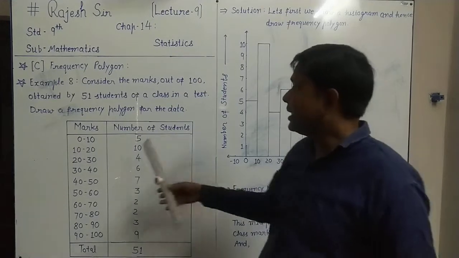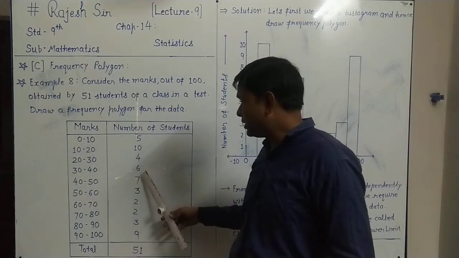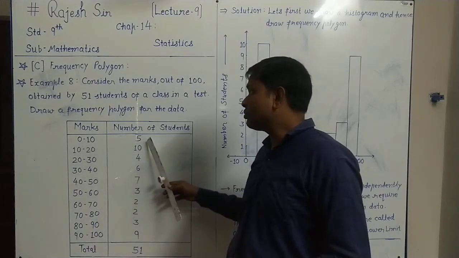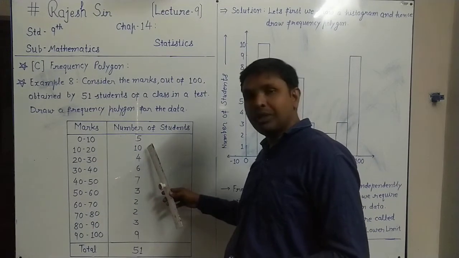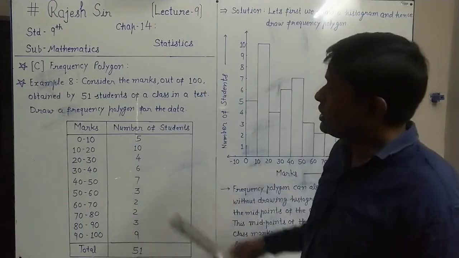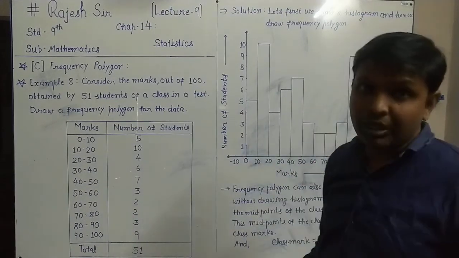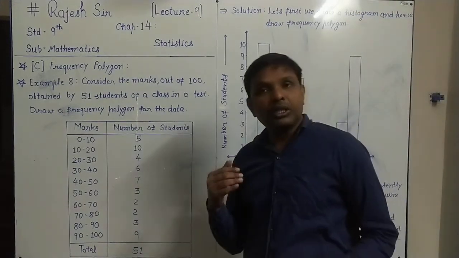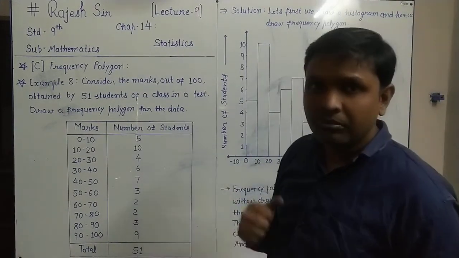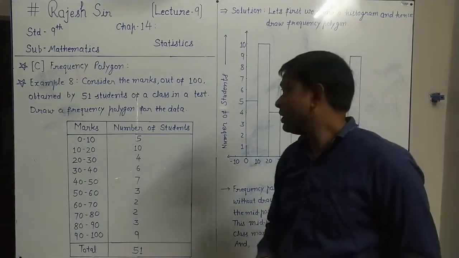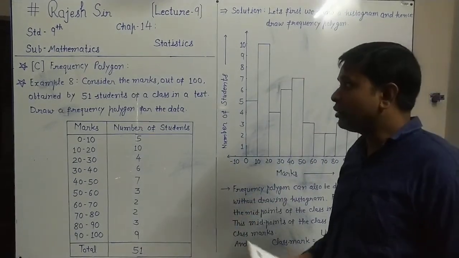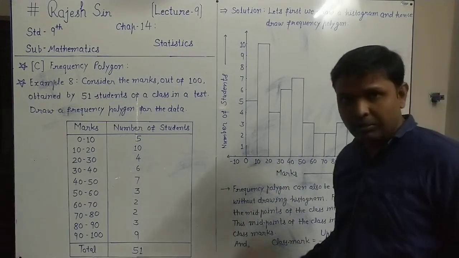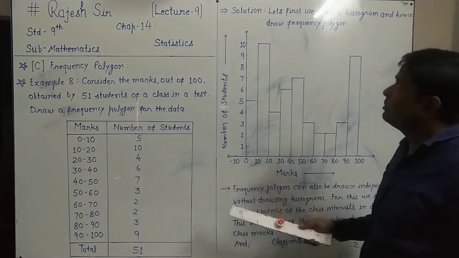The number of students getting these marks are 5, 10, 4, 6, 7, 3, 2, 2, 3, 9. That means 5 students got 0 to 10 marks, 10 students got 10 to 20 marks, and so on. Using this data, you know how to draw a histogram from lecture number 7, the histogram with uniform width. With the help of that histogram we can draw the frequency polygon. So let's see how it will be.